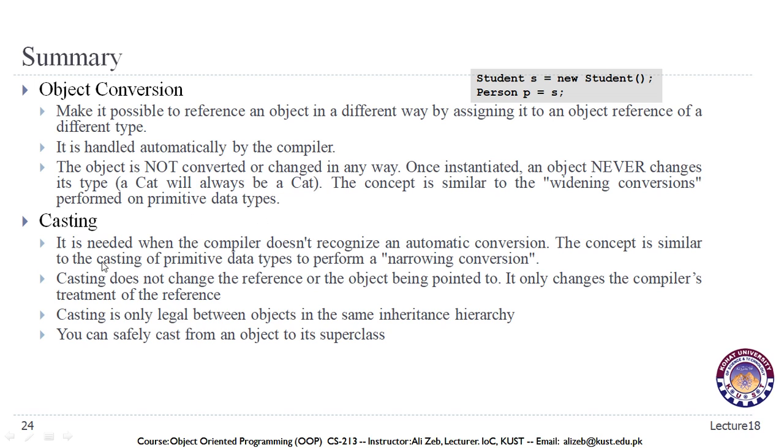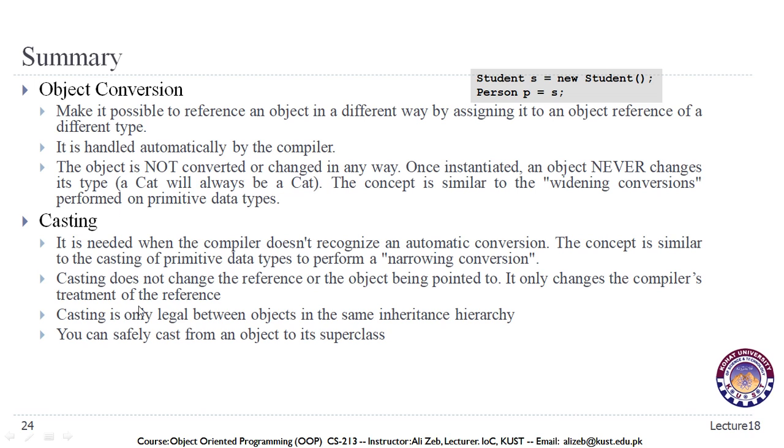Now, casting is needed when the compiler doesn't recognize an automatic conversion. For example, when an assignment is not allowed or not recognized by the compiler, then we need to explicitly do type casting. If you remember downcasting, we are converting an object of the superclass into an object of the subclass. That is the case over here. The concept is similar to the casting of primitive data types to perform a narrowing conversion. That is something that we do explicitly.